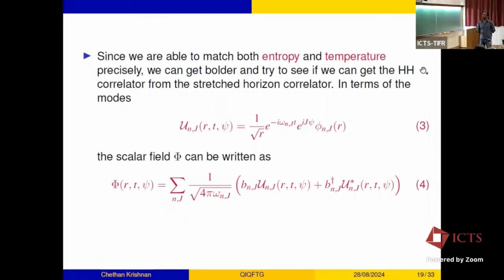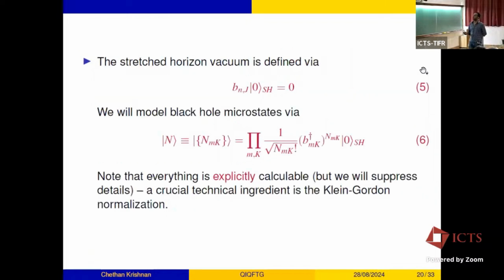And these are our modes. You can expand it, and then the stretched horizon vacuum is defined in this way, but we are not interested in the stretched horizon vacuum. We are interested in these highly excited states in the Hilbert space of this quantum field theory, because we want to get the mass of the black hole as seen from the boundary.